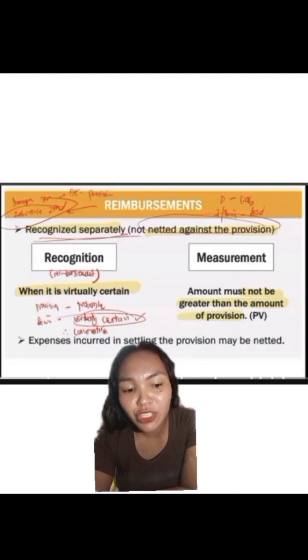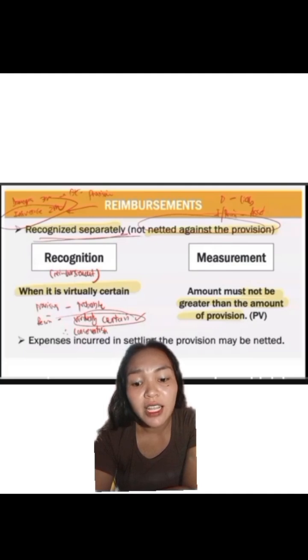So when do we recognize the asset of reimbursement? We only recognize it if it is virtually certain. Take note, in provision, we recognize it only when it is probable. However, for reimbursement, we recognize it when it is virtually certain, meaning it will really happen. Once you recognize your reimbursement, you can measure it.